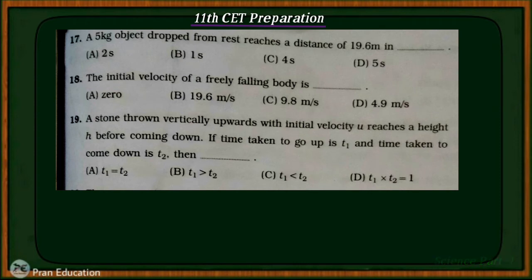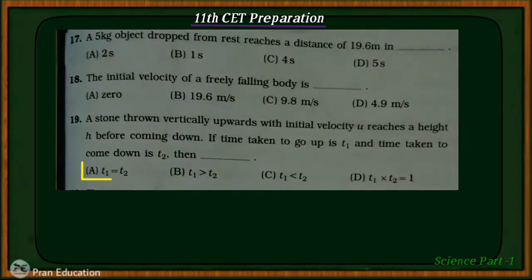0. 19th. An object thrown vertically upward with initial velocity U reaches a height h before coming down. If the time taken to go up is t1 and the time taken to come down is t2, then the options: A. T1 is equal to T2, B. T1 is greater than T2, C. T1 is less than T2, and D. T1 into T2 is equal to 1. The correct option is option A, T1 is equal to T2.